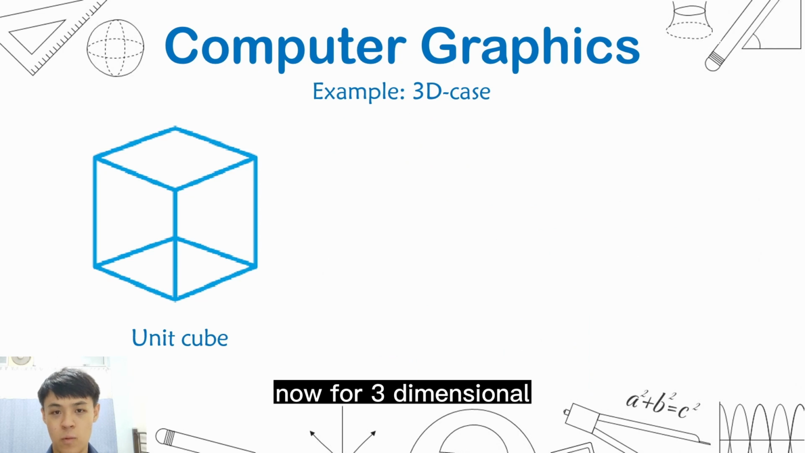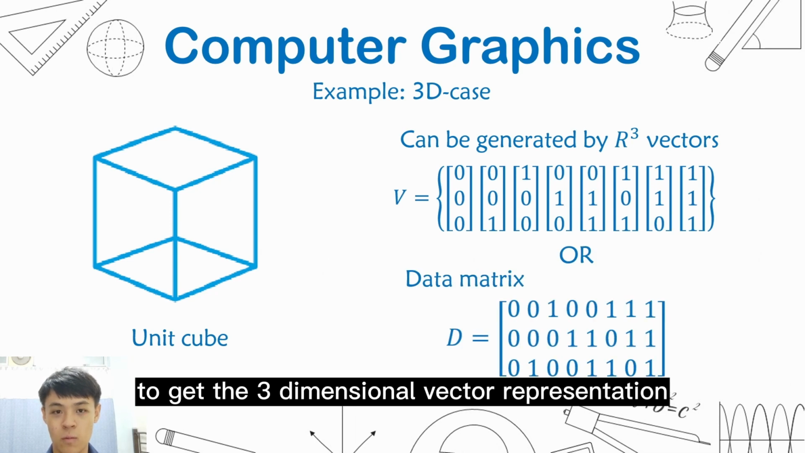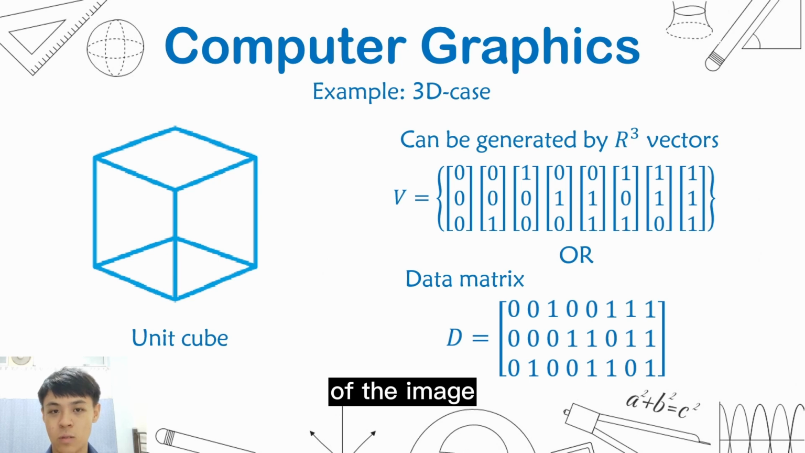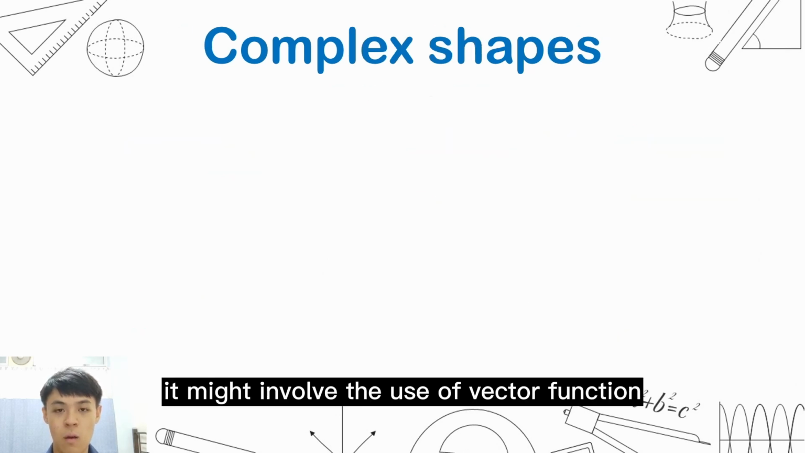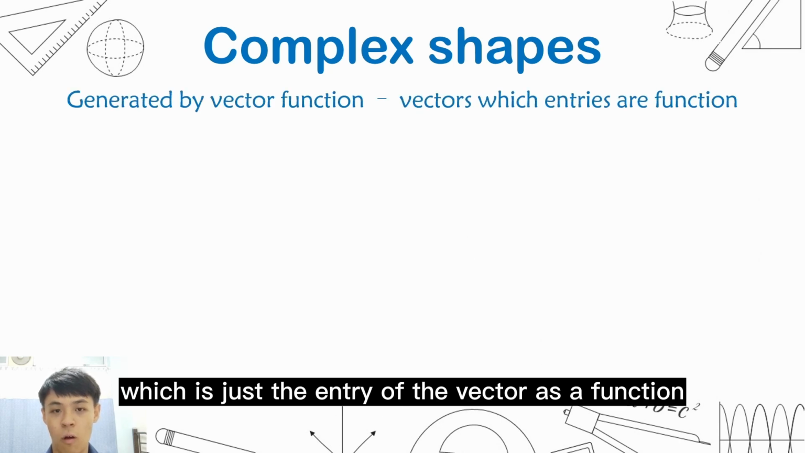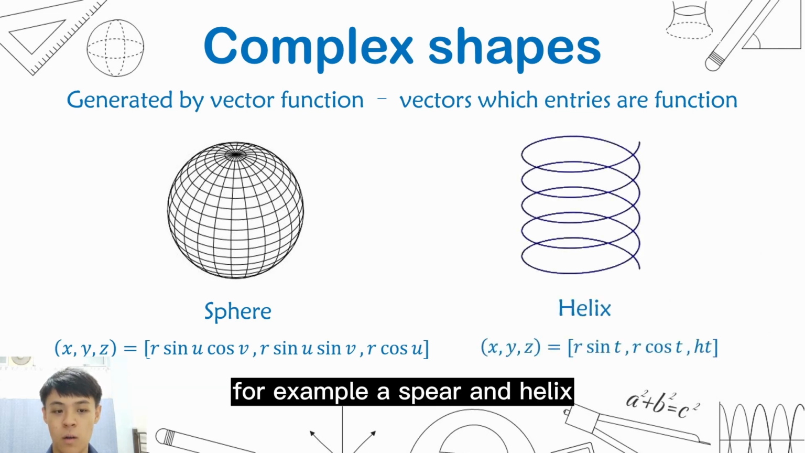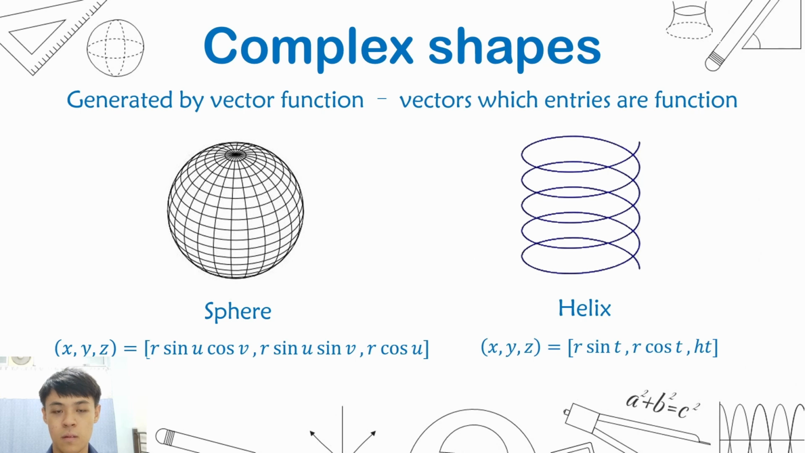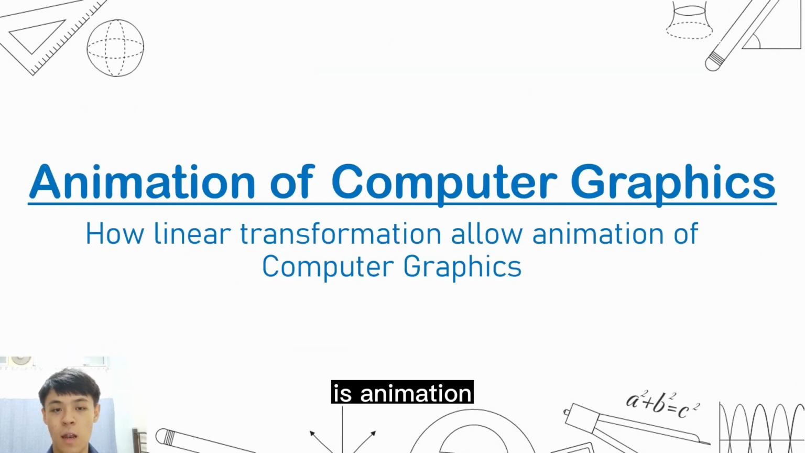Now, for three-dimensional, the basic idea is still the same. The only difference is we have to use vectors in R3 to get the three-dimensional vector representation of the image. Furthermore, generating more complex shapes might involve the use of vector functions, which is just the entries of the vector being functions rather than real values. For example, a sphere and a helix. Another important aspect of computer graphics is its animation.